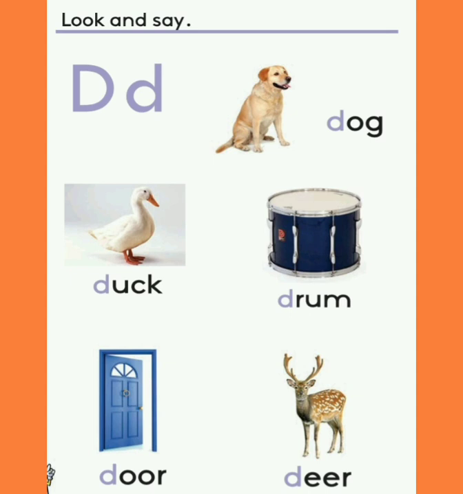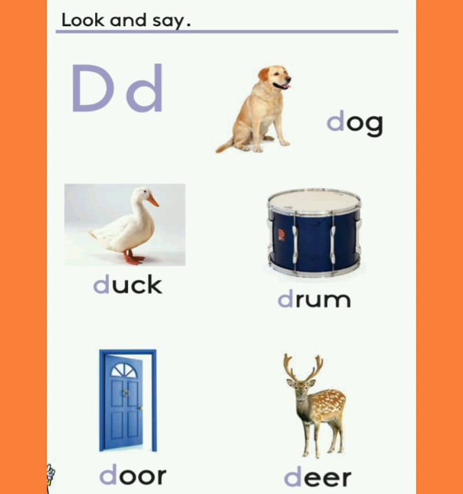Okay students, listen to me carefully and you are going to read aloud with me. Okay, dog, duck, drum, door, deer. Okay, it is the third reading now, so you have to read aloud with me. So the first reading and the second reading are done and the third reading is going to start. Okay children, now read with me.